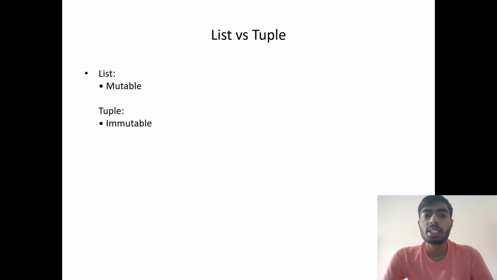Let's compare lists and tuples. A list is mutable, so we can change its contents whenever needed. A tuple is immutable, meaning its content cannot be modified after creation. If your data needs frequent updates, use a list. If the data should remain constant, use a tuple. Choosing the correct data structure makes a program more efficient.